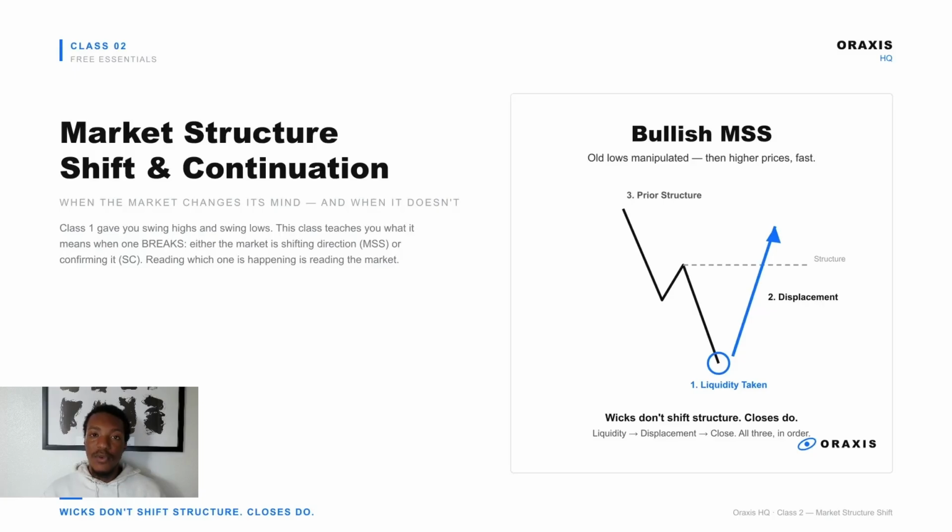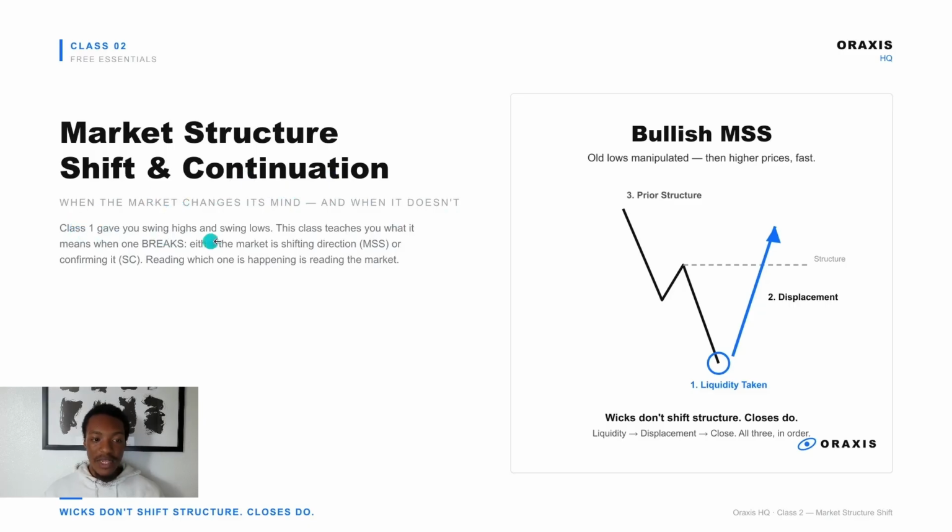I'm the founder of AraxisHQ.com, and in this video, we're going to go over market structure shift and structure continuation. Let's get into it. Alrighty, so before this class begins, a few things that you need to know. There are two ways to identify market structure. One being a market structure shift, and the market can continue, which is continuation. When the market structure changes its mind and when it doesn't. That is what you will learn here today.